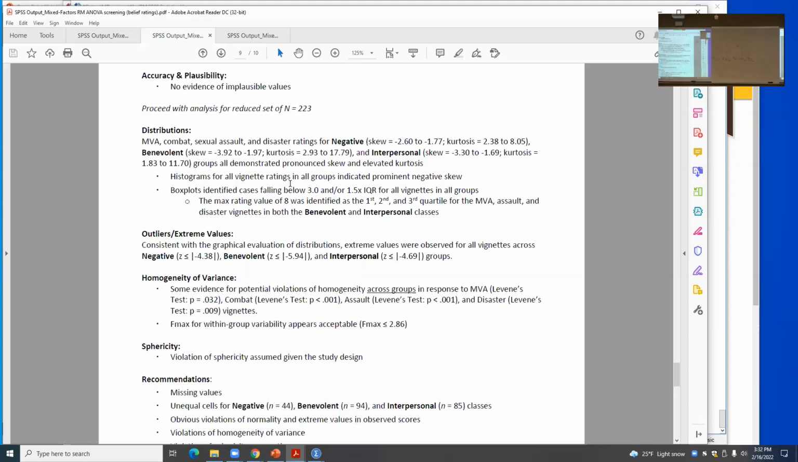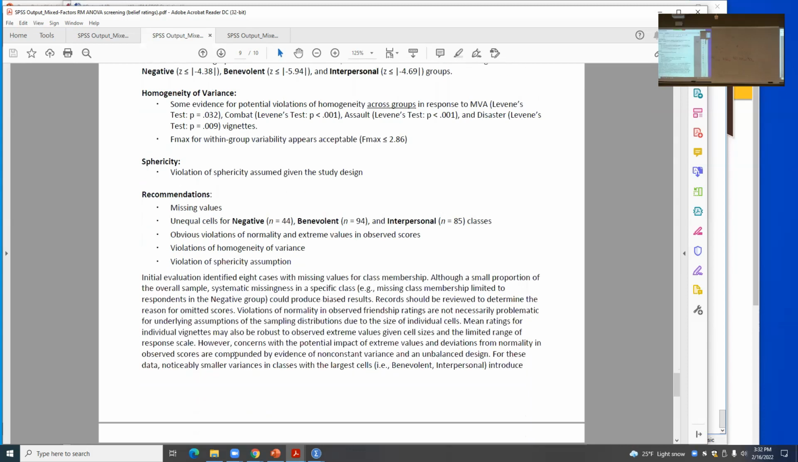Homogeneity of variance, this is kind of the new thing here. We say some evidence potential of violations of homogeneity across groups. And then what we're talking about here is what we'll get with our Levene's test. We haven't run that yet. But then we say F max for within group variability appears acceptable, right? So relying on my Levene's for between, but looking at F max for my within. Sphericity, we assume that it's violated.